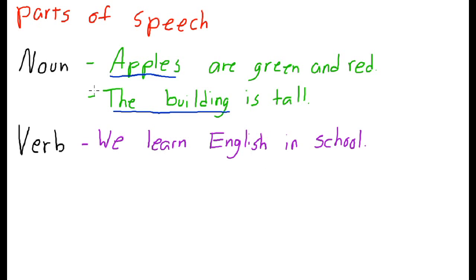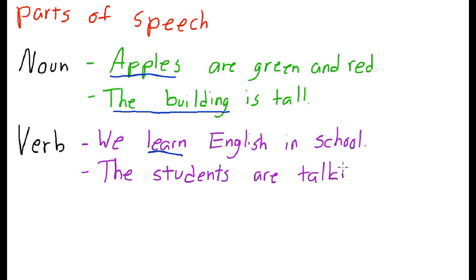So remember, the noun is we, but what is the verb there? Well, the verb is learn, correct? We learn English in school. And let me give you another example of a verb. The students are talking. Very typical in a school setting. So remember, the students are the noun, and the verb in this case is talking, correct? It's describing what the students are doing. They are talking.